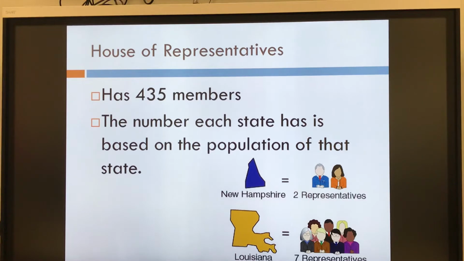So when you add up all the states all across the country, there are 435 members in the House of Representatives. If a state gains population and more people move to that state, then they get more representatives. If a state loses population, then they lose representatives. So if Louisiana was to gain people living there, they could go up to 8 if more people move to the state of Louisiana. If people moved out of Louisiana, they could drop down to 6, but it always stays at 435. So there's 435 members in the House of Representatives, and that number that each state gets is based on the population. Population means how many people live in that state.